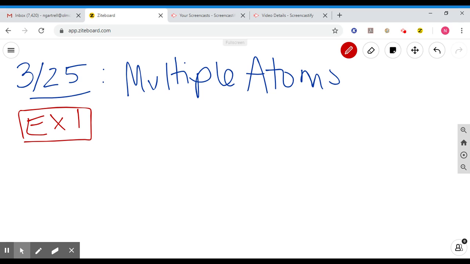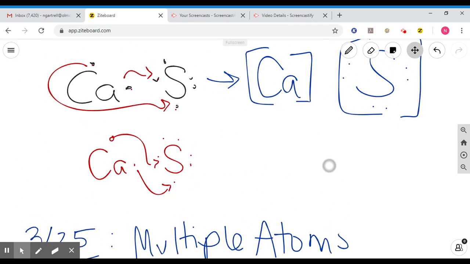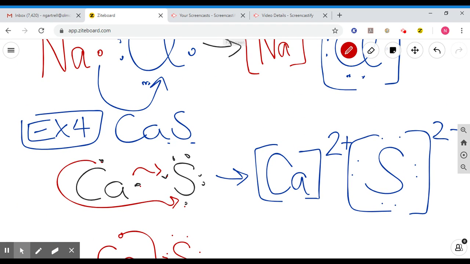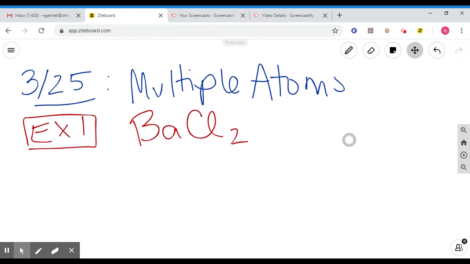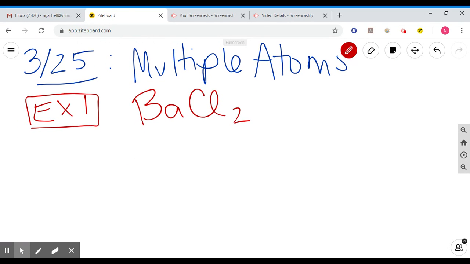This is 325, multiple atoms. And prior to this lesson, you should have checked or copied down example 3 and 4 from yesterday into your notes. What I mean by multiple atoms is we'll take the compound barium chloride. Everything that we've done previously, we have had a ratio of 1 to 1. There's been no other subscript other than 1. So for this one, we have BaCl2. It really doesn't change how you do the problem.